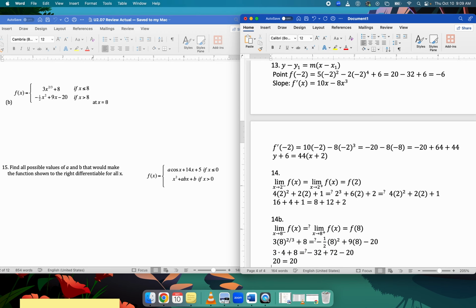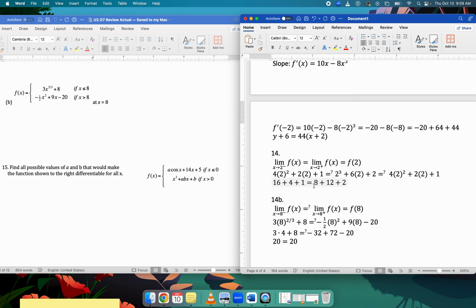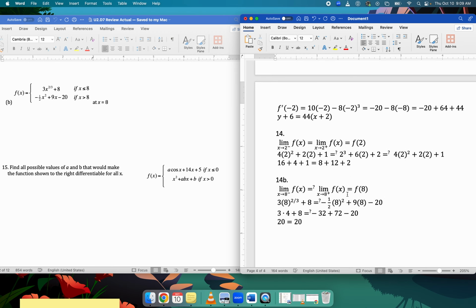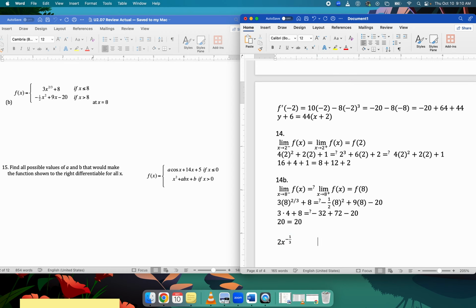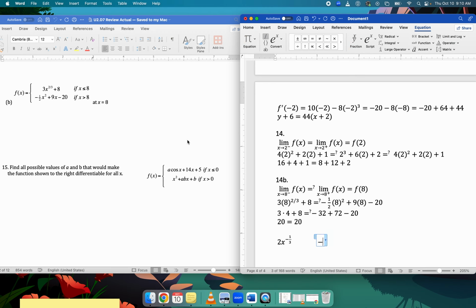Okay, so the function is continuous, right? The values of the original functions match at 8, but to be differentiable, the derivatives also have to match, the slopes have to match. So I've got to take the derivative of these two functions. Derivative of this first guy here is 2x to the negative 1/3, right? Yeah. And that's it, right? And the derivative of the other function is negative x plus 9.